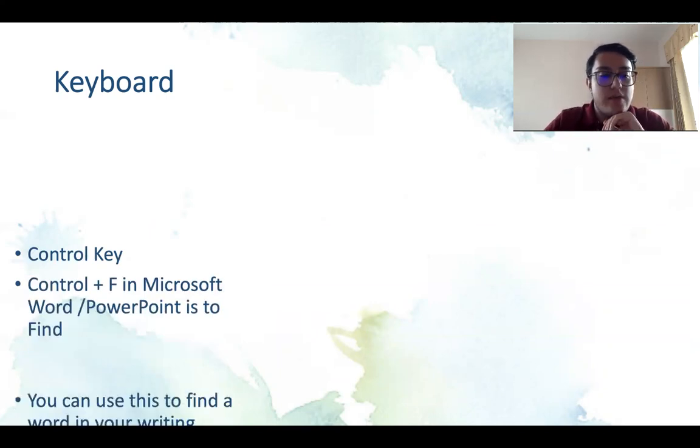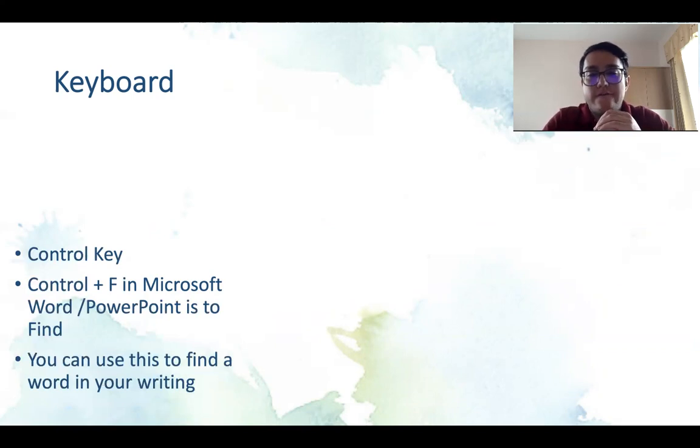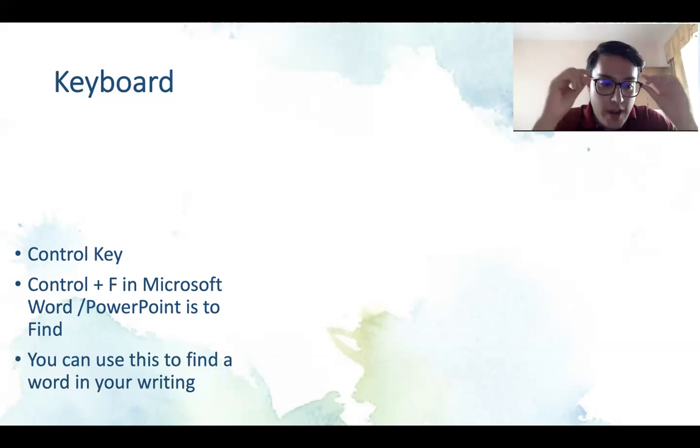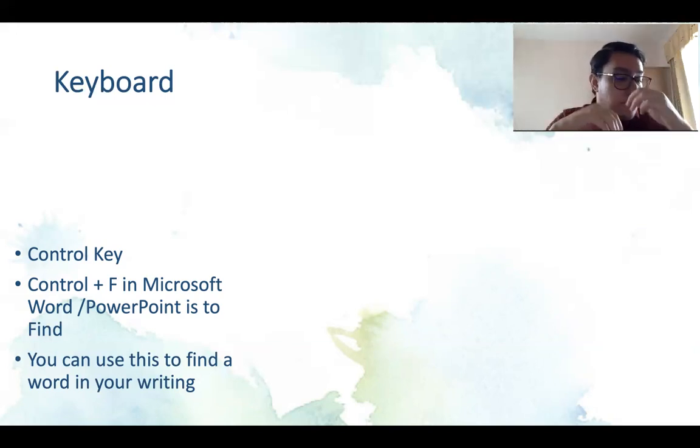Next Control key shortcut, we have Ctrl F. So you have to press and hold Control and also press F. F stands for find. So when you think about F, you try to remember find, all right? You can use this to find words in your writing, okay?